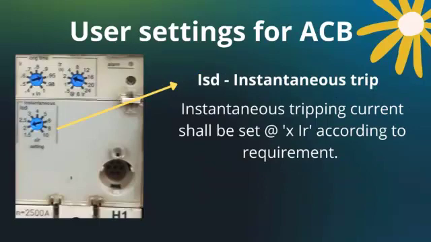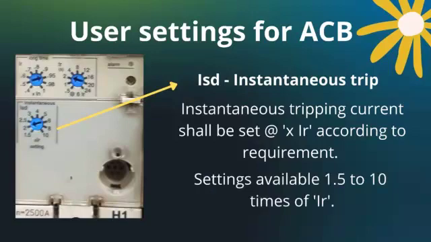ISD, instantaneous trip. Instantaneous tripping current shall be set at a multiplication of the long time current according to requirement. Settings range available is from 1.5 times to 10 times the long time current.